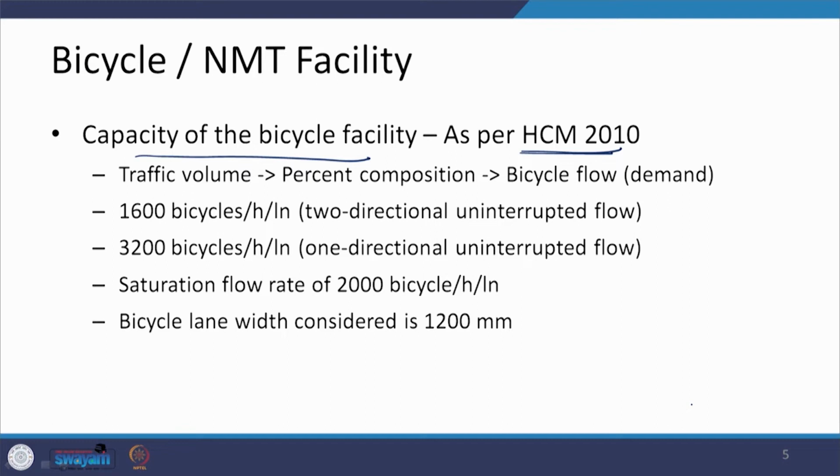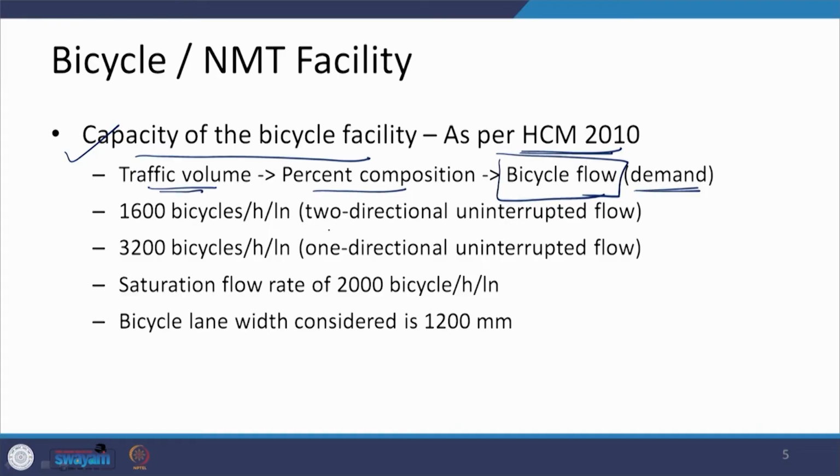Now, the utility of the capacity of a bicycle facility is that when you look at the traffic volume and do a segregation, you have different types of vehicles, and with the percent composition of those vehicles, finally you may find that there is a substantial amount of bicycle flow, or a flow of bicycles along with non motorized traffic, and we probably need to provide a separate facility for these flows. That is where this becomes a demand. This demand needs to be looked at with respect to the capacity of a lane or a track, and that will define whether one single lane is going to be sufficient to tackle this demand, or otherwise we have to increase the number of lanes, that is, the width of the facility is going to be increased.